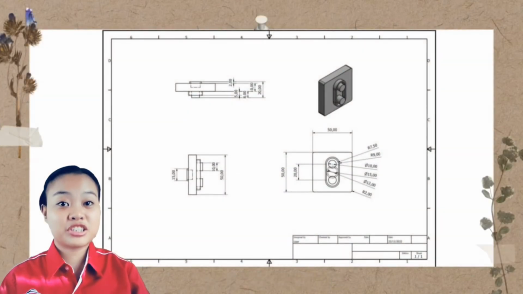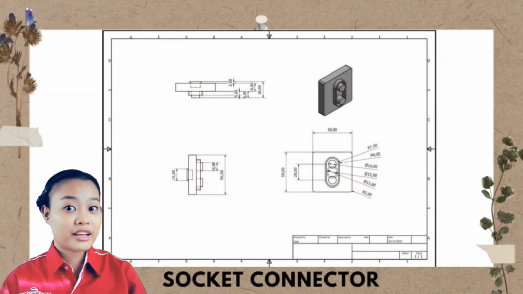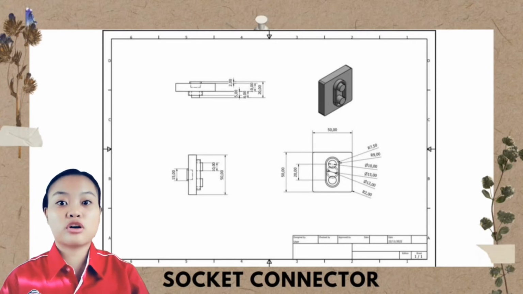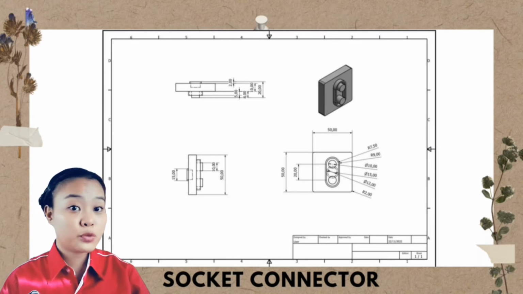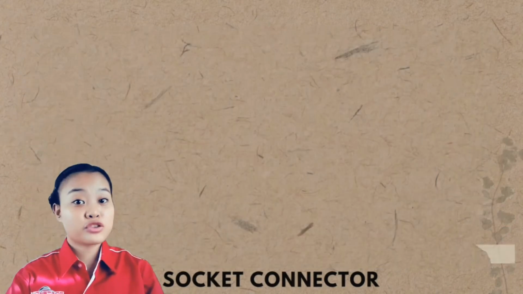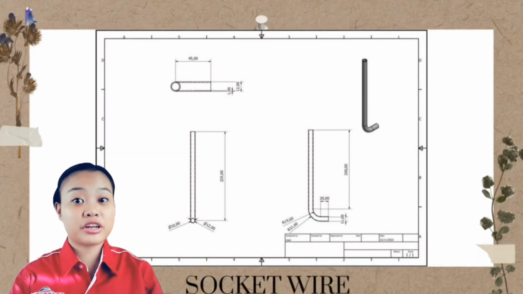Socket connector function: a socket connector is an electromechanical device used to create an electrical connection between parts of an electrical circuit or between different electrical circuits, thereby joining them into a larger circuit. Meanwhile, socket wire function: an electrical cable is an assembly of one or more wires running side by side or bundled, which is used to carry electrical current.